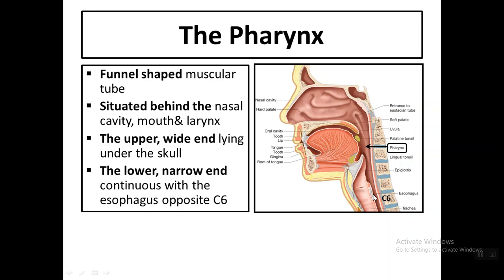راح تكون مستمرة مع المريء. It's continuous with the esophagus opposite the sixth cervical vertebra يعني C6. So the pharynx is a muscular tube يعني أنبوب عضلي. It is wide above and narrow below. It is continuous يعني راح يكون مستمر ويا nasal cavity ويا mouth and with the larynx.